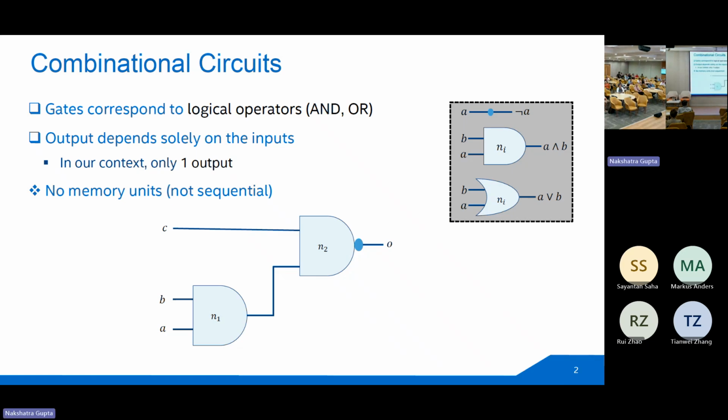First I want to talk about combinational circuits, which are important in our context. Combinational circuits are a type of digital circuit where the output depends solely on the input. So given an assignment to the input, we can know the value of the output. In our context, we only have one output. The output is connected to the inputs with gates that correspond to logical operators like AND and OR. Here we have an example of a combinational circuit. We have 3 inputs, A, B, and C, 2 AND gates, N1 and N2, and the output is equal to the negation of gate N2.